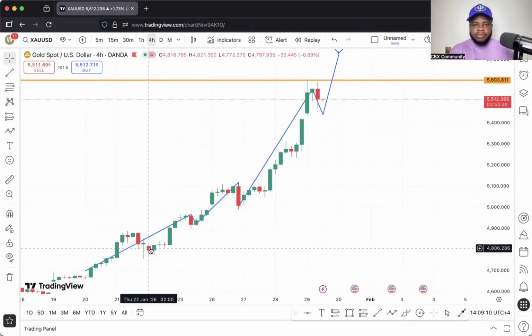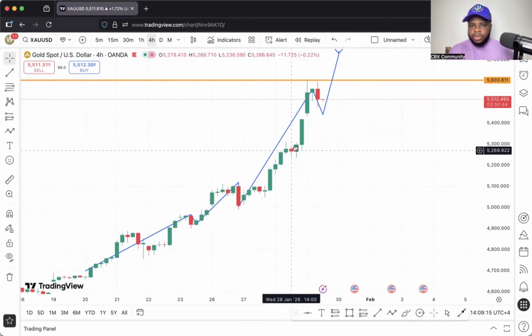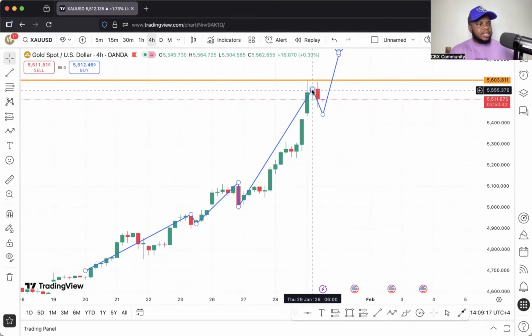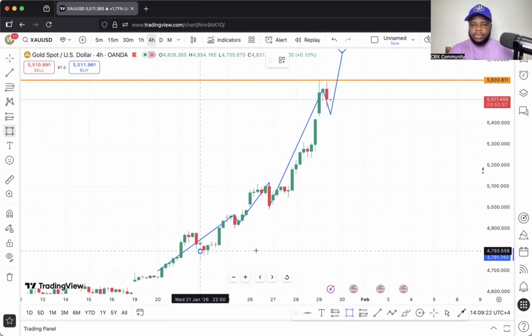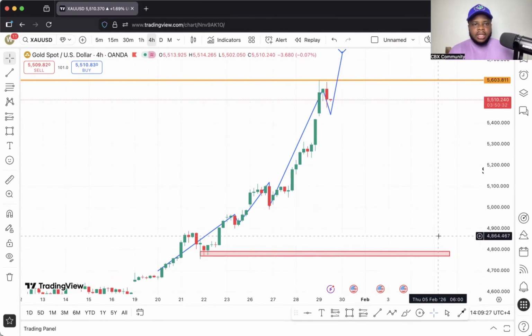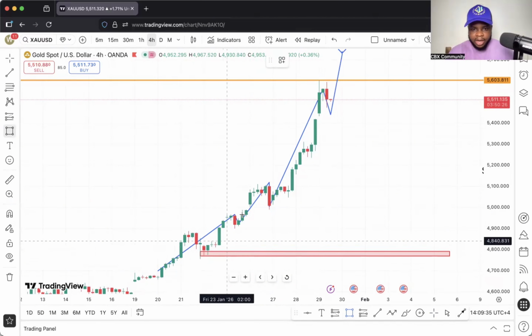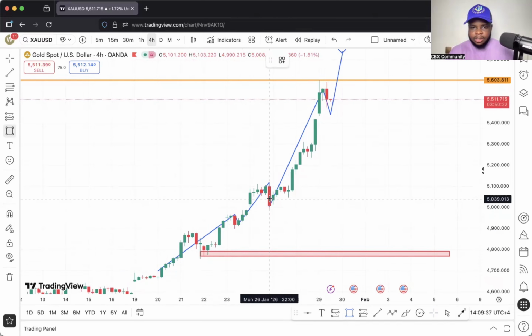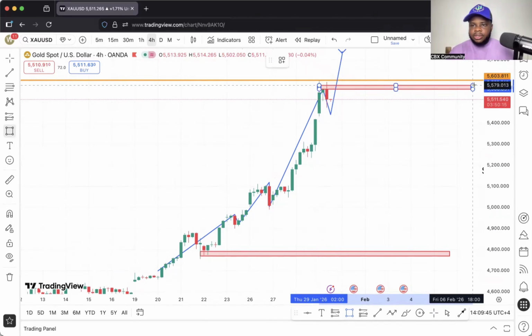So we have a support zone over here. We have a support, and then we have a minor support, and we have a resistance zone over here. So let's see. You guys know that I love to identify my support zone and my resistance zone using the H1 and 30 minutes time frame. So we have a support zone, and a support zone, and we have a minor support, and we have a resistance zone over here. So let's identify this zone as our resistance zone.